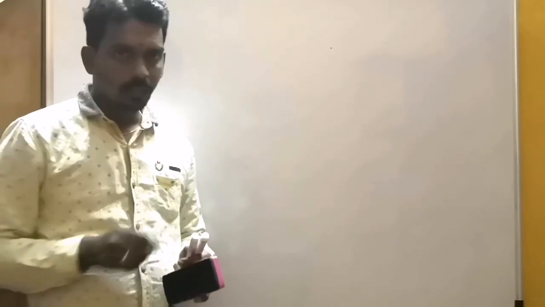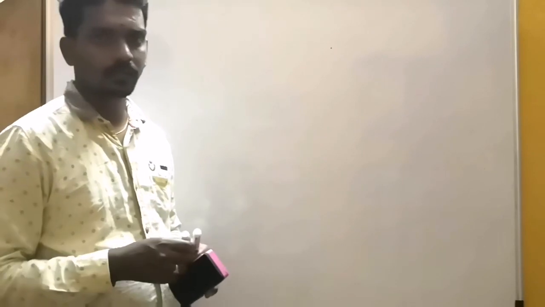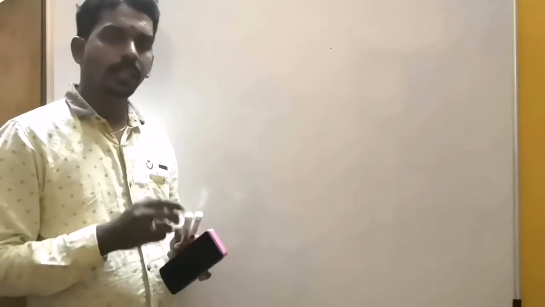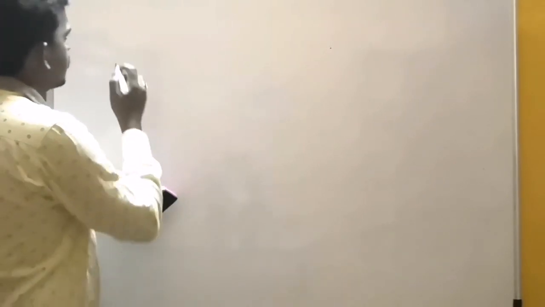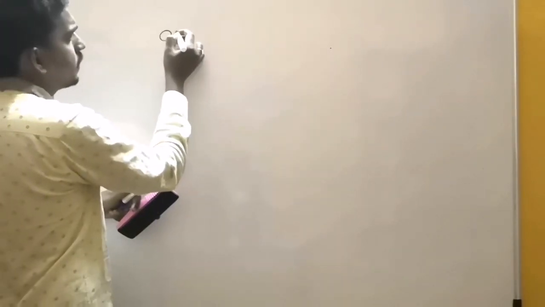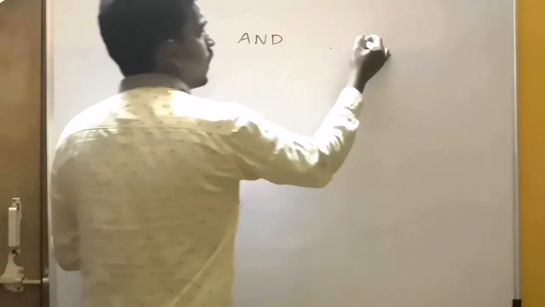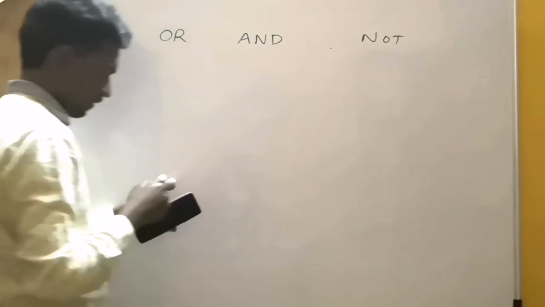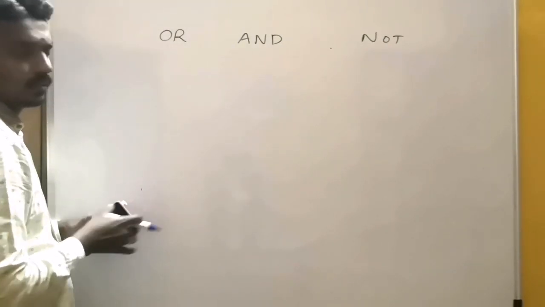As I said, today we will discuss logic gates. So how do the logic gates work? First thing is, as I said, there are three gates: OR, AND, NOT gate. First, OR gate.